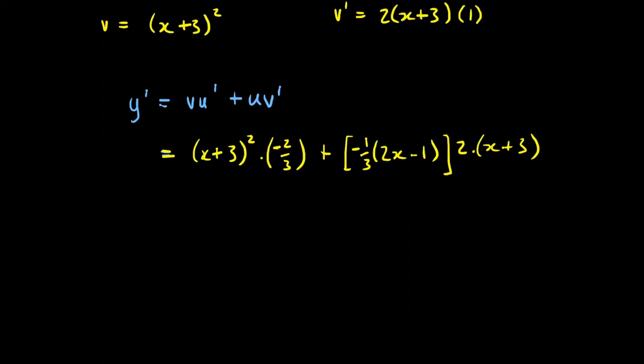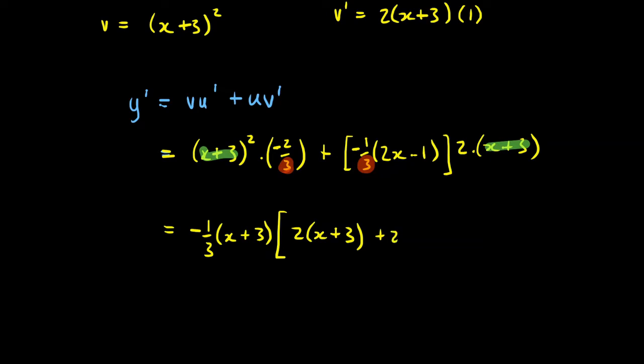Now, it's probably a good idea to factorize, isn't it? So we want to see what our common factors are. I think we've got a common factor here of x plus 3 and x plus 3. And we've also got another common factor, which is negative a third. So I'm going to factorize that out. So I'm going to get here negative a third (x + 3). Now, if I do that from the first term, then I'm going to be left with 2(x + 3). And if I factorize out from the next term, I'm going to be left with 2 times 2x plus 1. So plus 2(2x - 1).